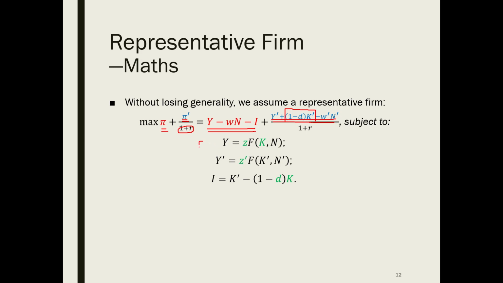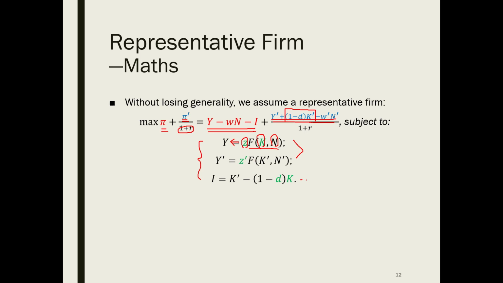The firm faces three constraints. The first two are production functions of the two periods, and the third one is the law of motion of capital. The production function is again implicit here to keep generality, but in practice we usually assume a Cobb-Douglas specification for the production function, F(K, N). The implicit production function simply assumes that output is produced by two inputs, capital K and labor N, disturbed by the total factor productivity Z.